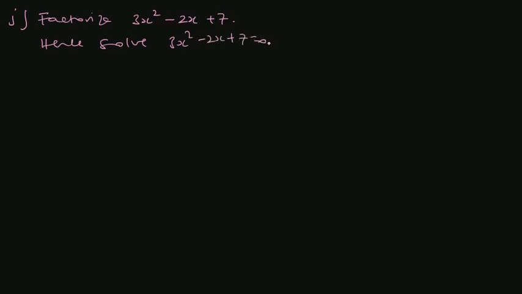We can ask you to factorize 3x squared minus 2x plus 7. Hence, solve 3x squared minus 2x plus 7 equals to 0. So there's nothing different here. We do the same thing we've been doing.